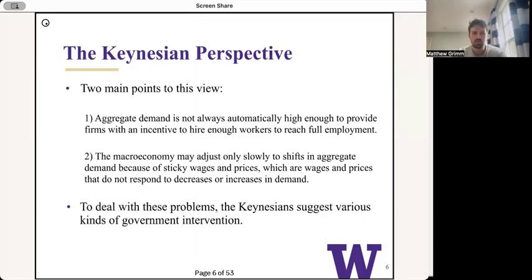So the Keynesian perspective is aggregate demand is not always automatically high enough to provide firms with an incentive to hire enough workers to reach what we call full employment. So the macro economy may adjust only slowly to shifts in aggregate demand because of sticky wages and prices, which are wages and prices that do not respond to decreases or increases in demand. So typically we assume that we do have sticky wages and prices.